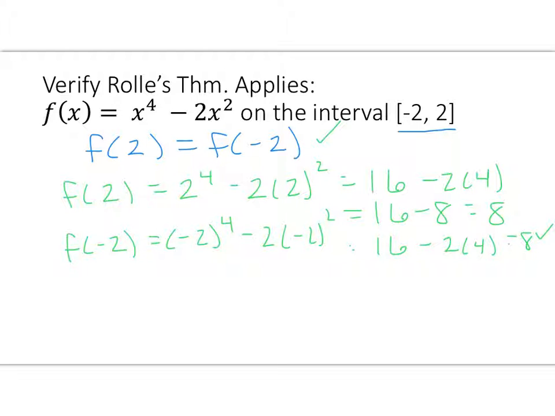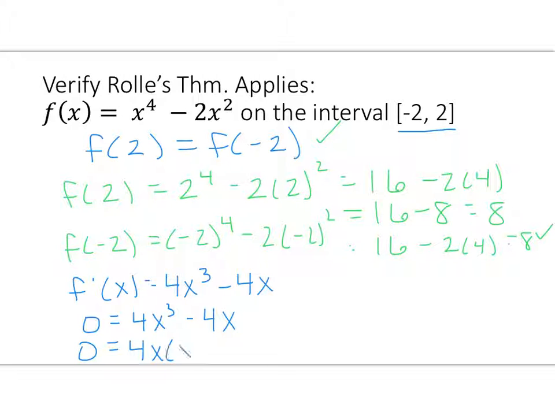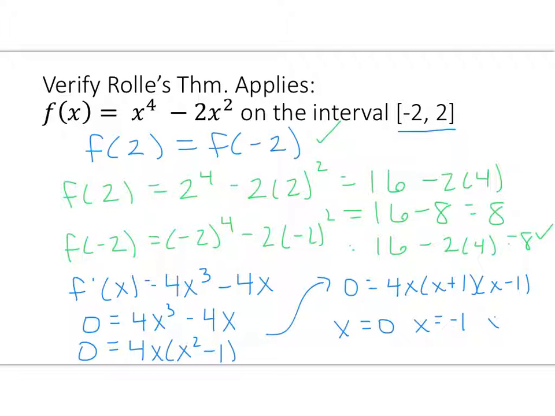That checks. So that means that if I take the derivative, my derivative f prime of x is equal to 4x cubed minus 4x, that somewhere this thing is equal to 0. There is a value between negative 2 and 2 where that derivative has to equal 0. So we're going to prove that. So 0 equals 4x cubed minus 4x. I'm going to factor out a 4x. I'm left with x squared minus 1. I'm going to keep factoring, so I have 0 equals 4x times x plus 1 times x minus 1, and I get x equals 0, x equals negative 1, and x equals positive 1.